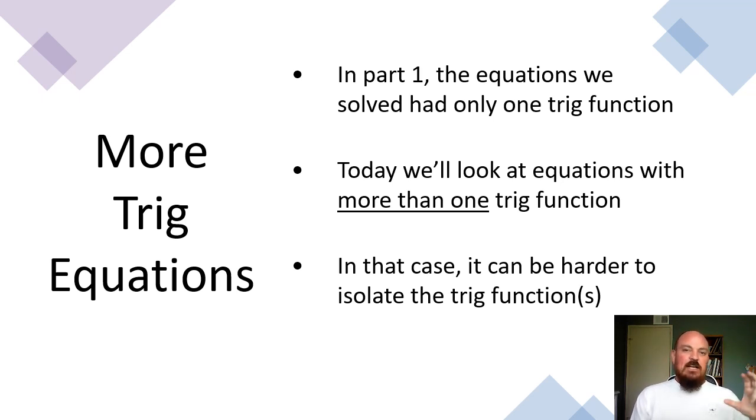Basically, it puts a little extra work at the beginning of the question, the isolation step. Step 1 from part 1 was to isolate the trig equation. And that was real easy. It was like add this to both sides or divide both sides by this. And all of a sudden it said sine x equals some number. Well, that step is going to be a little tougher today.